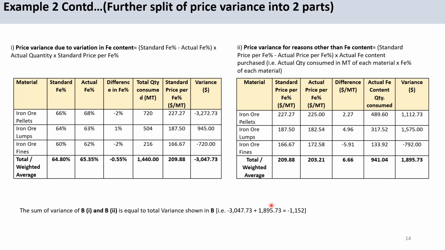So if we take the total, B1 plus B2, it is minus 3047.73 coming due to variation in Fe content, and plus 1895.73 coming due to price variance other than the Fe content difference. So the net difference is 1152, which matches our total price variance calculated in the previous slide.